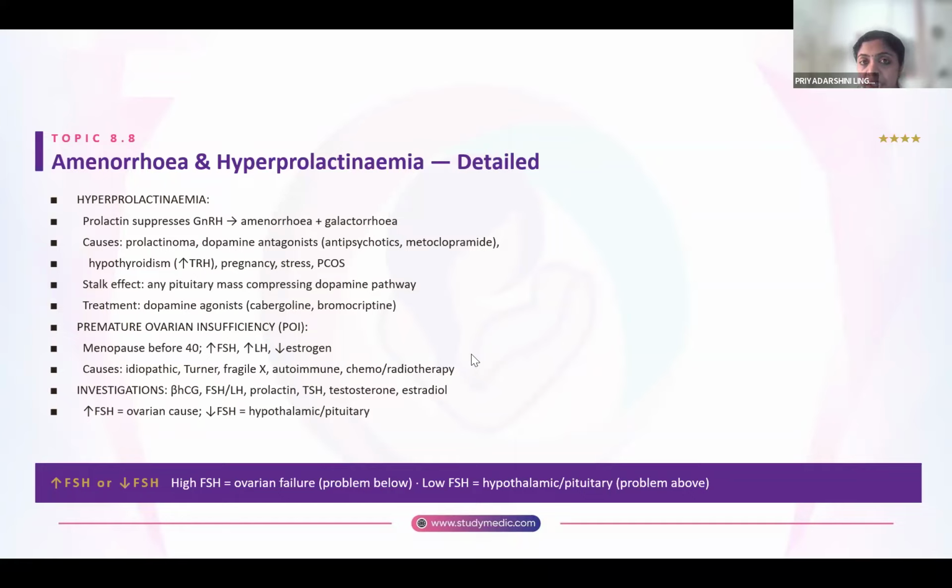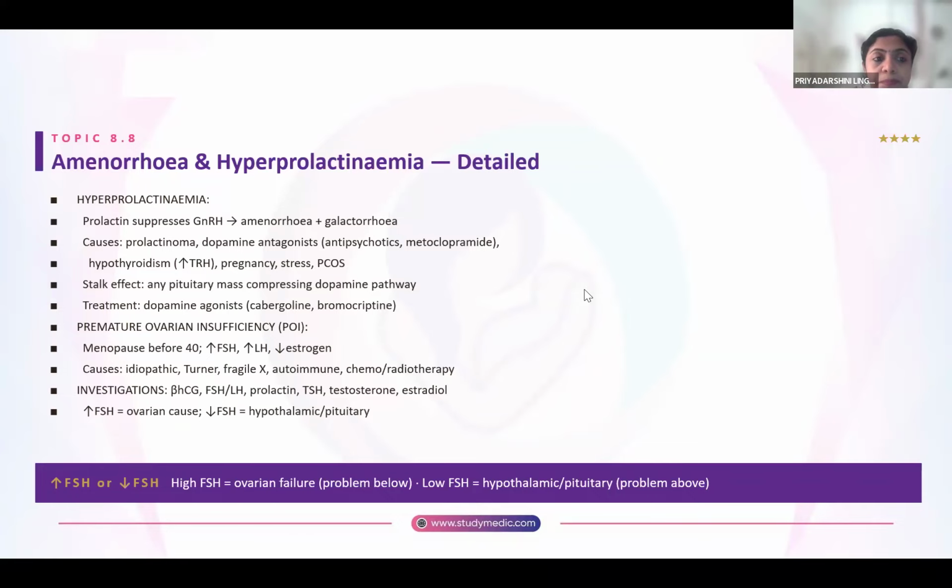So premature ovarian insufficiency, this POI will be given a lot of importance in exam because we have an entire guideline on that. How do you diagnose it? Menopause before 40. So the age of the woman is less than 40. She has high FSH, she has high LH, she has low estrogen. It is premature ovarian insufficiency. So the most common cause I told can be genetic disorders. It can be idiopathic or related to any surgery or radiotherapy. How are we going to diagnose the level of amenorrhea? It is based on your FSH values.